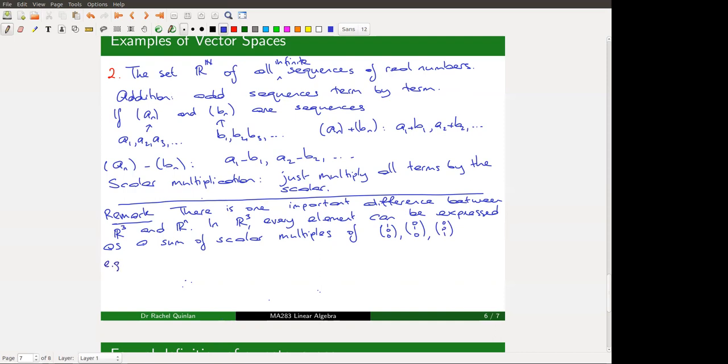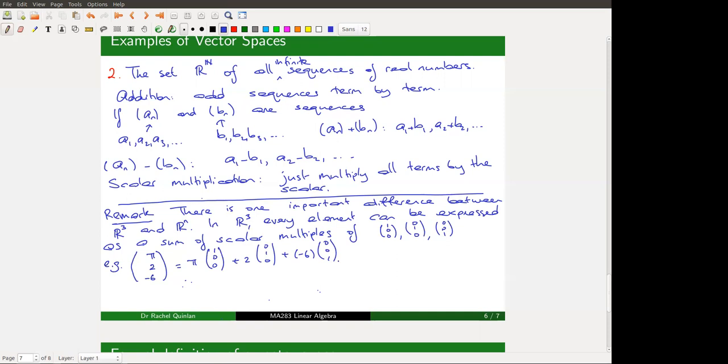And what I mean by that is, if you take any vector in R3, so for example, the vector whose entries are pi, that's a real number, 2 in the second entry, and minus 6 in the third entry, well, that can be written as pi times (1, 0, 0), plus 2 times (0, 1, 0), plus minus 6 times (0, 0, 1), and we can verify that easily.